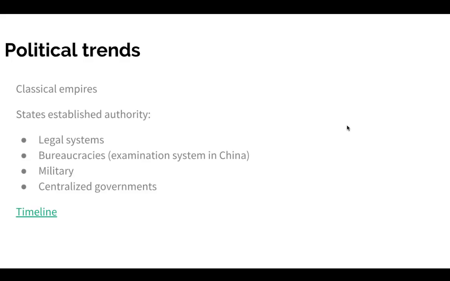Politically, we're looking at the classical empires, and these are some common ways that these empires established authority. More and more complex legal systems, especially in Rome. More complex bureaucracies, like in the Han Dynasty. And remember, the examination system helps to select these bureaucratic officials. Remember, a bureaucracy is a way of organizing a complex and large government into departments, essentially.